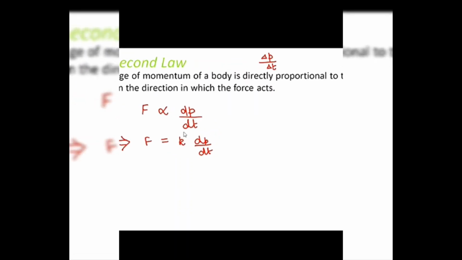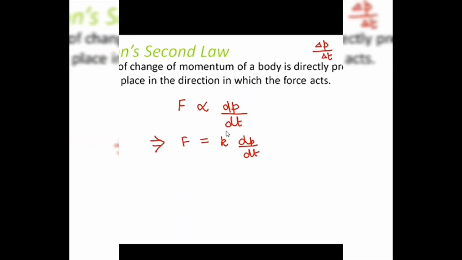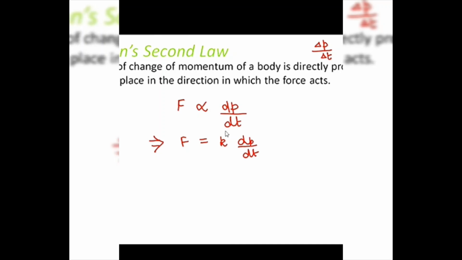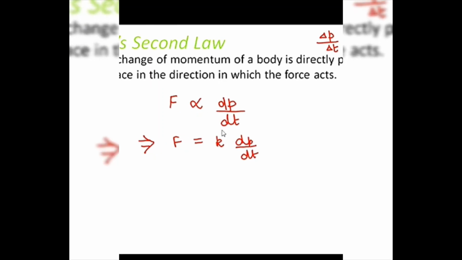So, according to Newton's second law, the force is directly proportional to the rate of change of momentum. The rate of change of momentum can be written as dp by dt. So, force is proportional to dp by dt. You might not be aware of dp by dt yet. Here, rate of change of momentum means change in momentum per unit time. You will understand this d by dt in higher classes.